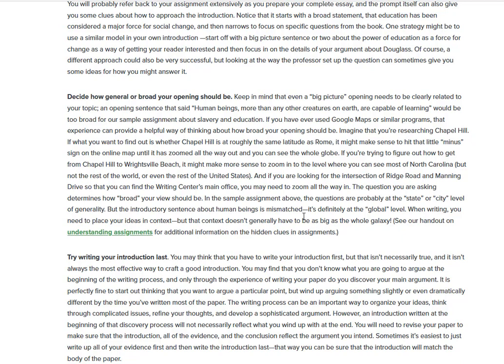Imagine that you're researching Chapel Hill. If you want to find out whether Chapel Hill is at roughly the same latitude as Rome, it might make sense to hit that little minus sign on the online map until it has zoomed all the way out and you can see the whole globe. If you're trying to figure out how to get from Chapel Hill to Wrightsville Beach, it might make more sense to zoom in to the level where you could see most of North Carolina.